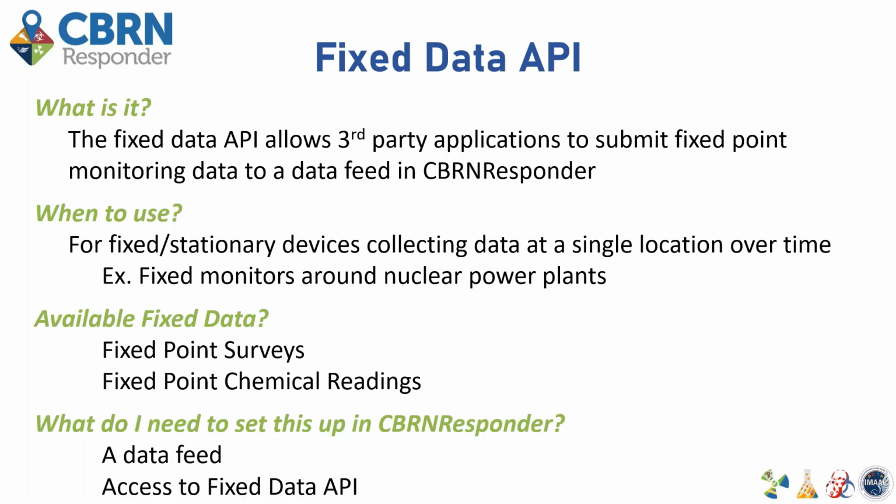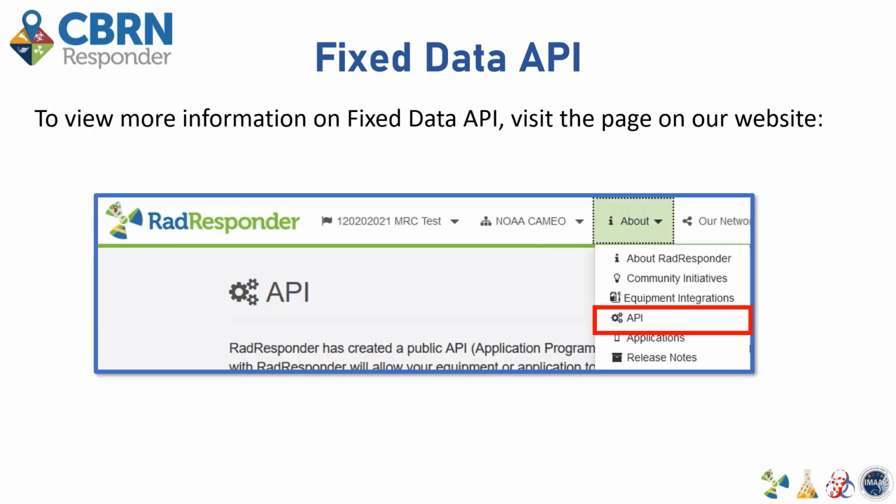And the second is you need to have access to fixed data API in CBRNResponder, which I will go over how to get access to both of those in the next few slides. To view more information on both fixed data API or our other API methods, so equipment or user data API, you can visit this page on our website. It's under the About tab, and it is titled API.